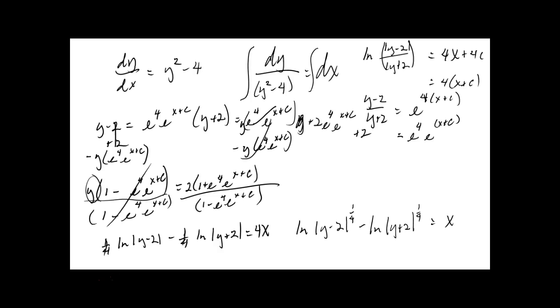And you pulled the 2 out, right? Yes, I pulled the 2 out on that side. Now, here's where the magic comes in, to get it to look like that in the book. Let's look at this e to the 4, e to the x plus c. That's the same as e to the 4, e to the x, e to the c, isn't it?